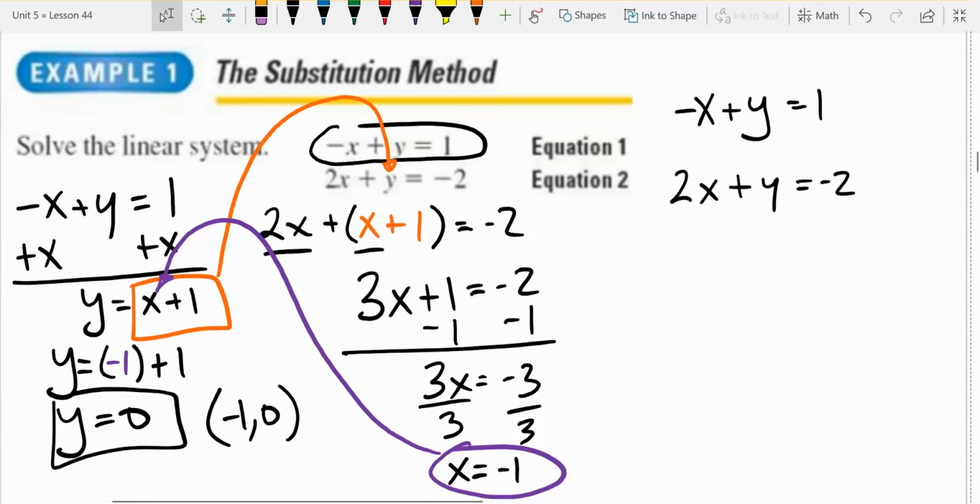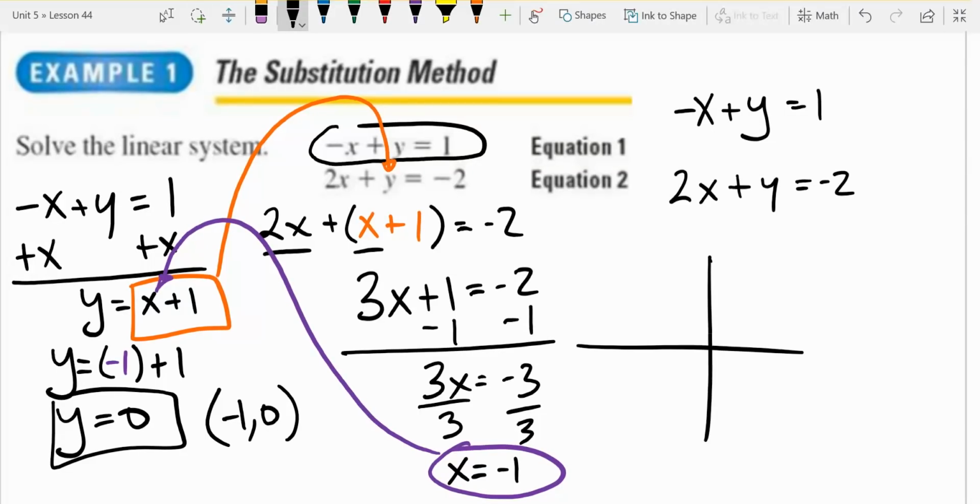Anyway, if we graphed it, we'd see that they intersected at, we can graph this. Y equals x plus 1 is going to have a y-intercept at 1 and a slope of up 1 over 1. And 2x plus y equals negative 2 is going to have an x-intercept at negative 1 and a y-intercept at negative 2. So it's going down 2 over 1. And we can see that they intersect at negative 1, 0.